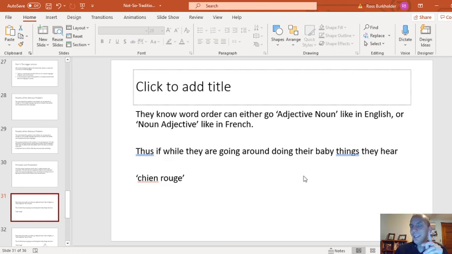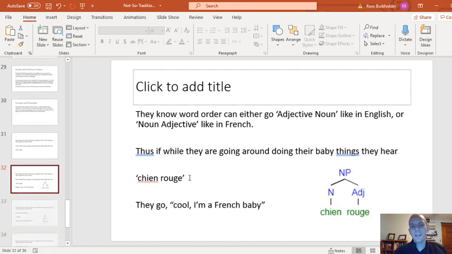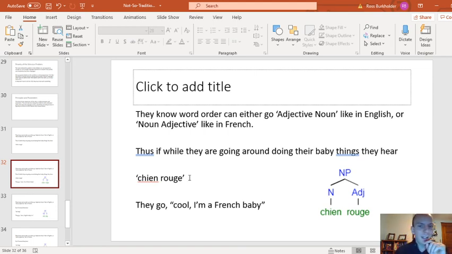Children come with the innate knowledge that language can be one of these two ways. And so under this conception, what babies are doing is they're going around their normal baby business, doing things that babies do, and when they hear something like this, chien rouge, this is French for dog red, they say, aha, I heard an adjective come after a noun. I must be in a noun-adjective language, like French. I must be a French baby. And they lock in their dial to have this construction with a noun followed by an adjective.